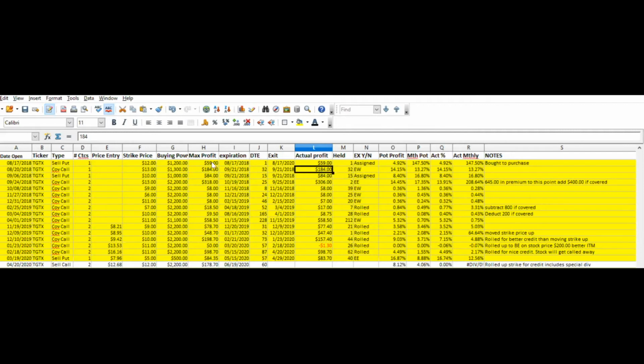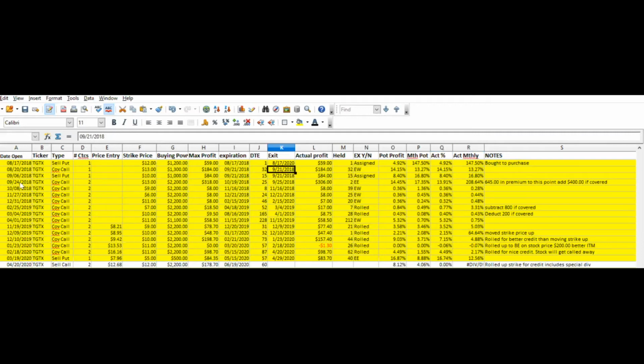probably missed getting commission out of these early on, would be my guess. Actually, no, I don't think so. I think actually commission was $1 back then per contract. So it probably was 185 premium. I got 104 and 60 and so forth. So that expired worthless. That was a realized gain of 13.27% on a monthly, 14.15% on an actual percent.